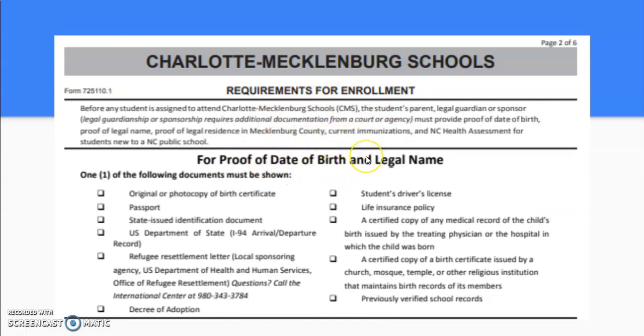So first off, before any student is assigned to attend CMS, you must provide proof of date of birth and legal name. You can do this by providing a number of different documents, including but not limited to a copy of the child's birth certificate, passport, and state-issued identification document. Or you can see the list for any additional documents that would be accepted.